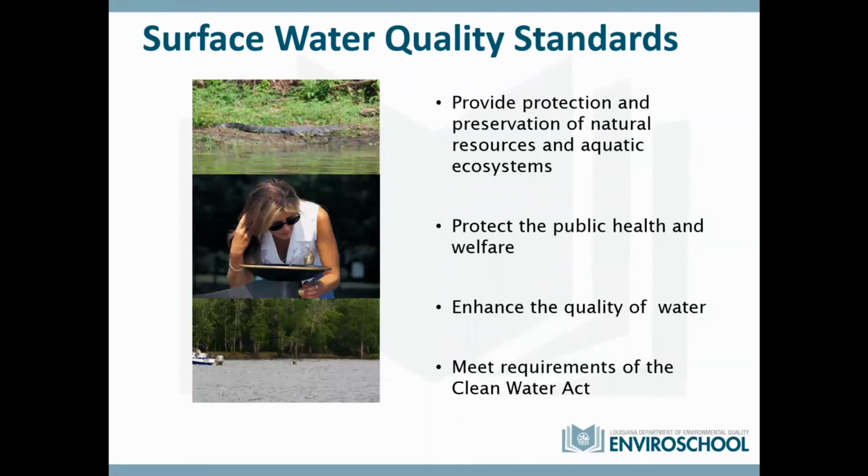So for all these waterways, they have these designated uses. And what we do is we apply surface water quality standards to them. The idea behind these standards is so that we can make sure that they're meeting their designated uses. So we have different standards for different pollutants. The idea behind them is they provide protection for the ecosystems and for human health.